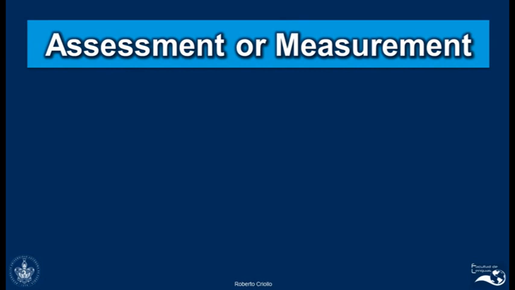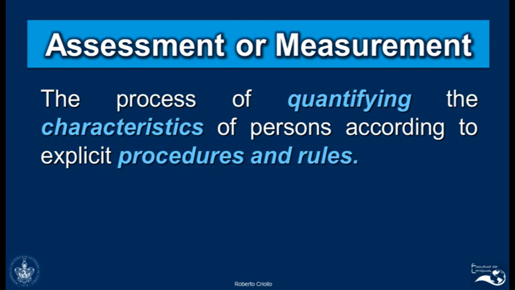Now let's look at the second concept. Once that we have seen that evaluation is the systematic collection of all relevant information for the purposes of making decisions, let's see what we can do to make those decisions. First of all, we need to carry out some kind of assessment of our measurement. That means that if we're evaluating teachers, we need to compare the teachers, we need to measure the teachers' performance. So assessment is the process of quantifying the characteristics of persons according to explicit procedures and rules.